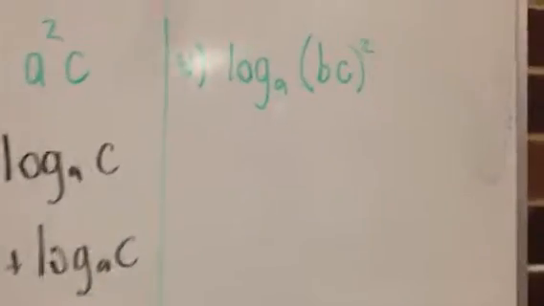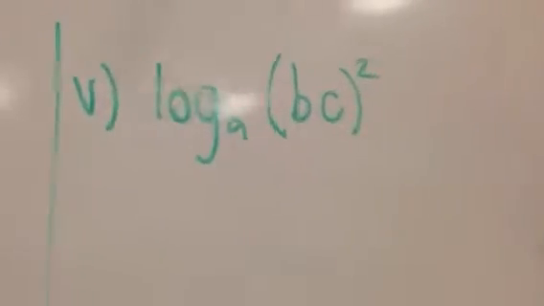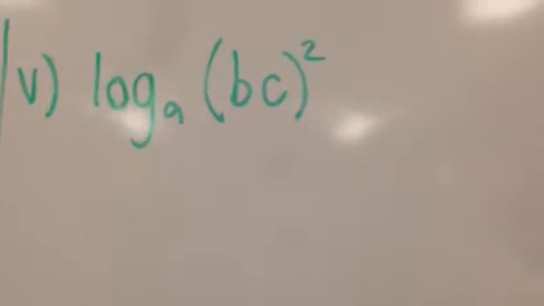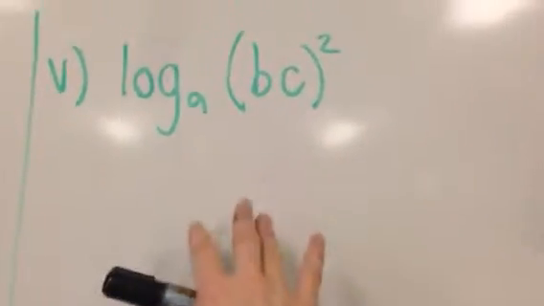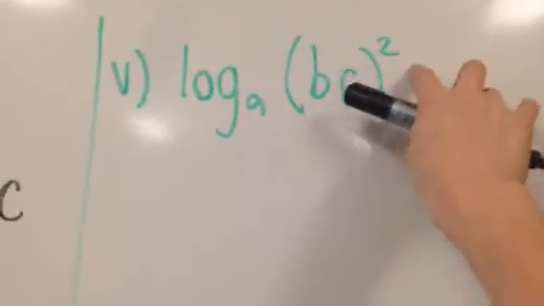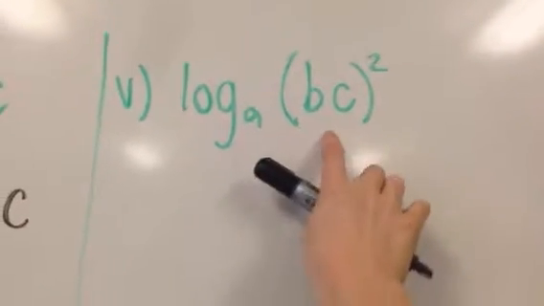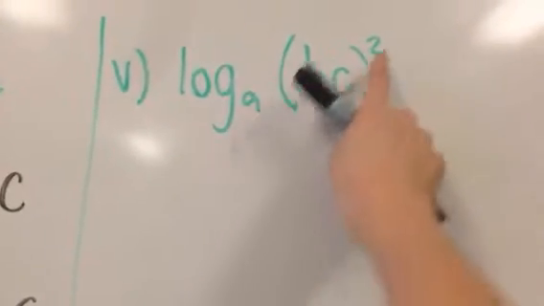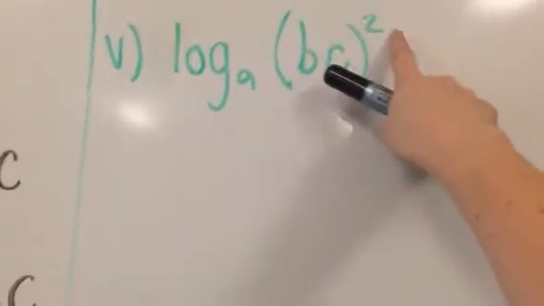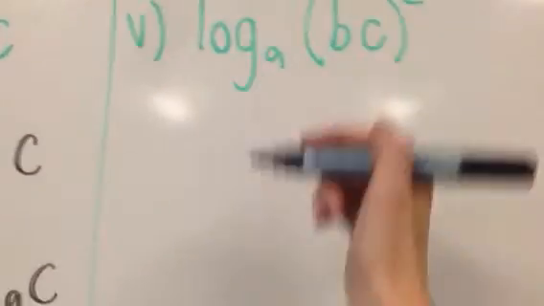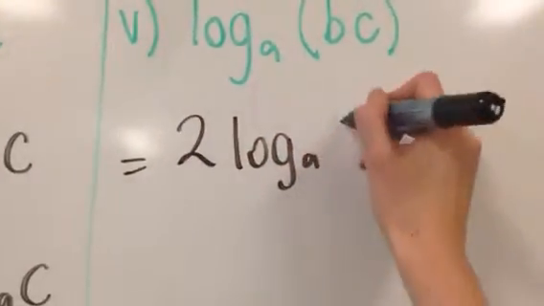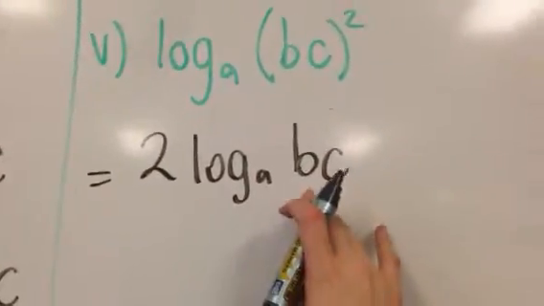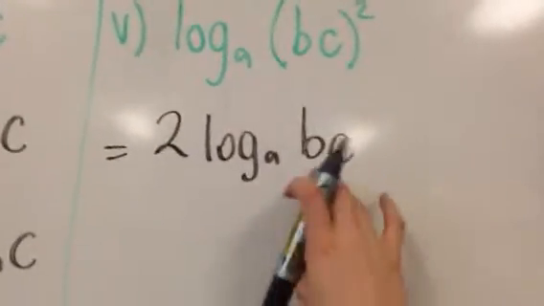Okay, lucky last. Log base A of BC all squared. Now we have a multiplication in here, so we know that's going to expand to an addition of 2 logs. However, all of this is raised to the power of 2. So before I can make this into an addition, I need to get rid of this indice. So the first thing I'm going to do is bring this index down to the front so that I have 2 log A of BC, bring the indice down and free it up. And now this gets split out.